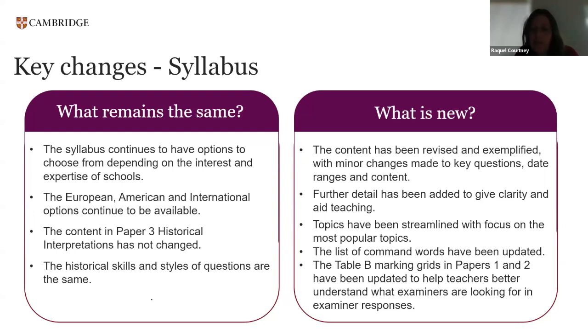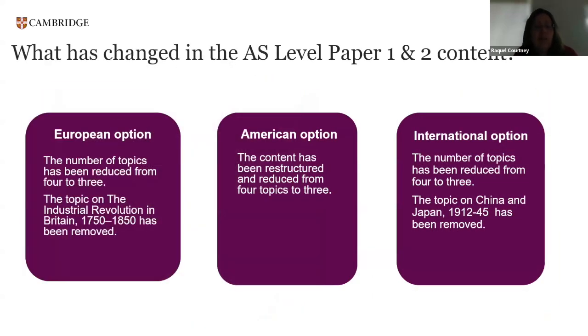The list of command words have been updated, and the marking groups for paper 1 and 2 in the Part B questions have also been updated to help teachers better understand what examiners are looking for in examiner responses. In terms of changes to the AS level content, papers 1 and paper 2, the European option, the number of topics has been reduced from 4 to 3. The topic on the Industrial Revolution in Britain, 1950 to 1815, has been removed. In the American option, the content has also been restructured from 4 topics to 3.